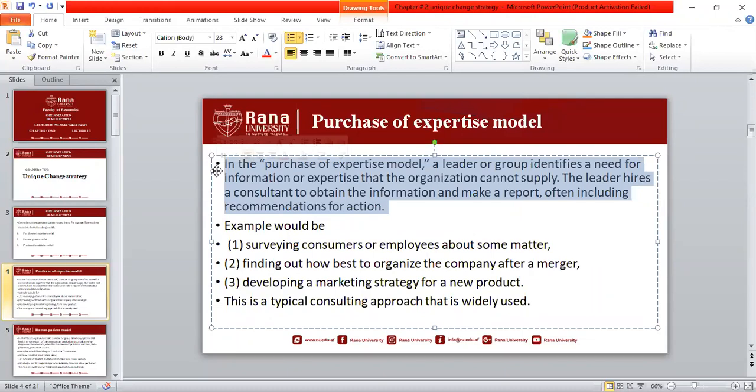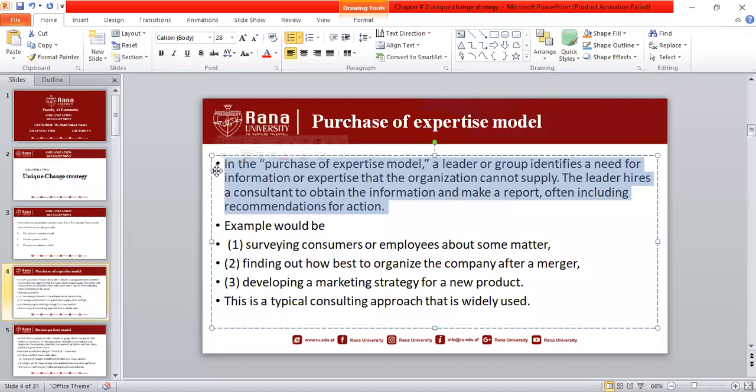this problem. Look, an expert person, he or she will sit with a leader of the organization, discuss the problem and bring a solution for the problem. That is number 1, the purchase of expertise model, where first a leader identifies the problem, later on he will call the expert person to come and negotiate the problem and bring a solution for that. That is number 1.